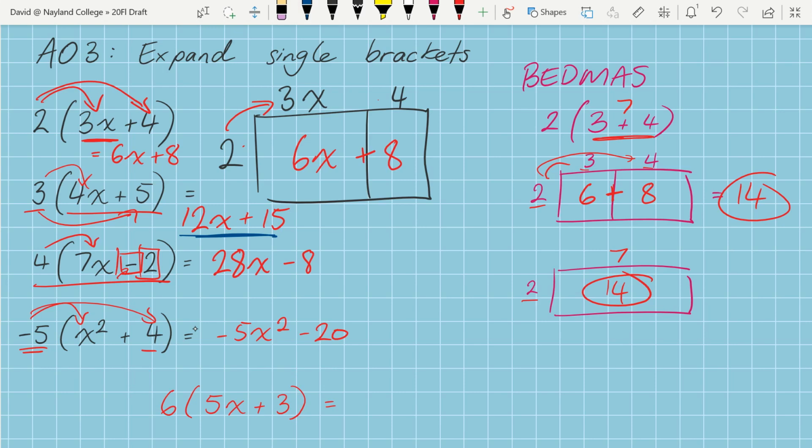Expanding single brackets. So now's the time for you to have a go at answering one of these questions yourself. Here is the question that I want you to attempt on your own. So the question is 6 bracket 5x plus 3. So now would be a good time to pause this video, have a go at answering this question on your own, and then once you've done that, I'll go through and explain the answer. All right, off you go.